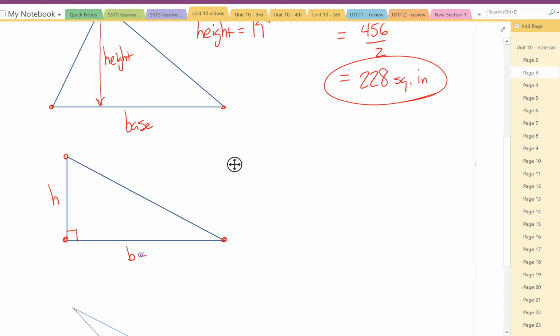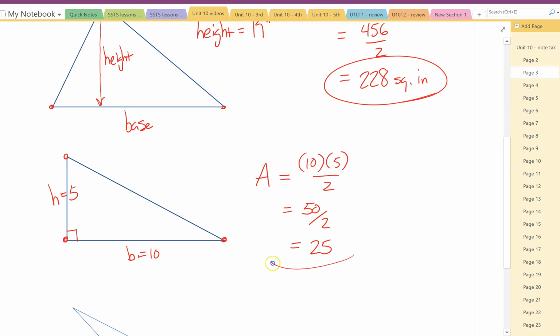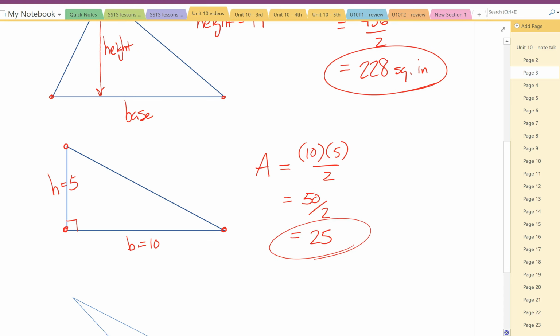So again, I would use the same thing. If the base were, let's say, 10, and let's say the height then is 5, area would be 10 times 5 over 2. You can probably do this in your head at this point. It's going to be 50 divided by 2, which is 25. So 25 square units, depending on what sort of units I was using here.